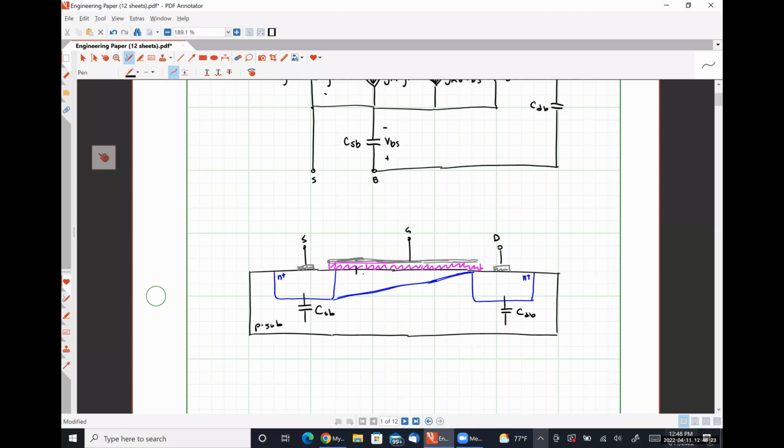So we'll see a capacitance between our gate and our source, like so. We also have an area here, which I'm going to call LOV for overlap. We have one on both sides.